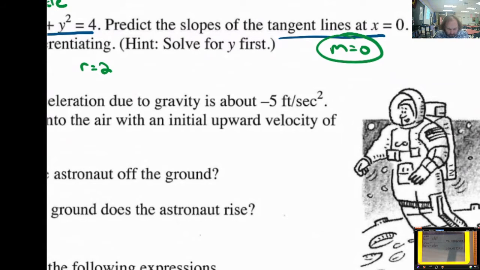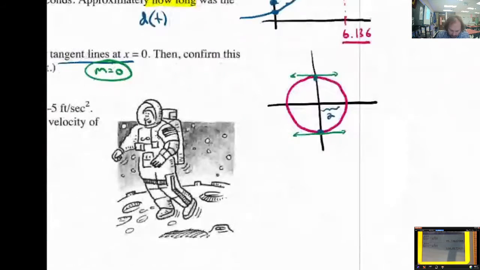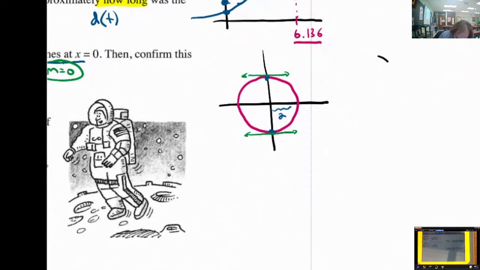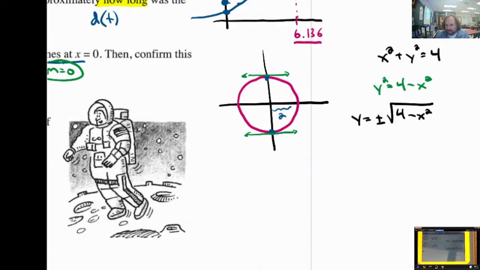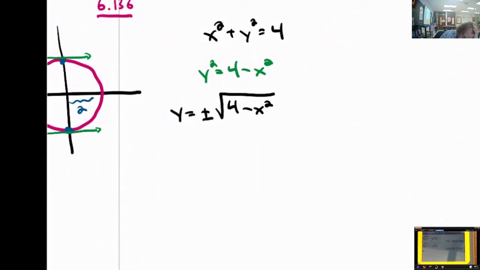There you go. Now we're going to confirm that by differentiating, and we're going to do that by solving for y first. So let's just do some math over here to the side. x squared plus y squared equals 4. Well, that means that y squared is equal to 4 minus x squared. And here's how we usually see circles written, is the square root of 4 minus x squared. You just got to remember this, it's plus or minus the square root of 4 minus x squared. We're only going to deal with the positive version of this, though, for this proof.